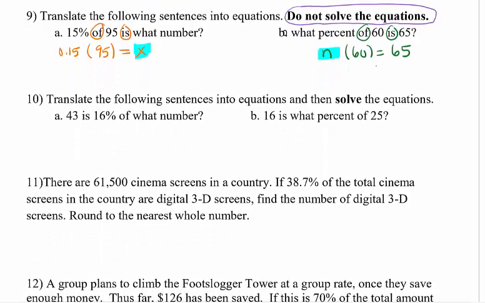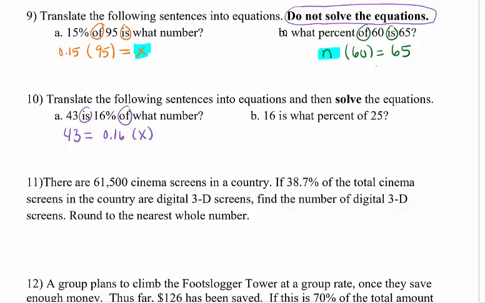So going to number 10, we are actually setting it up and solving it. So again, please pause this. Go ahead and do A and B. See if you can get it right. And then unpause and listen. Looking for keywords. 43 is 16% of what number? So 0.16 of x.